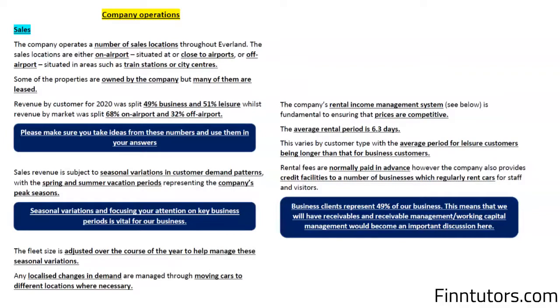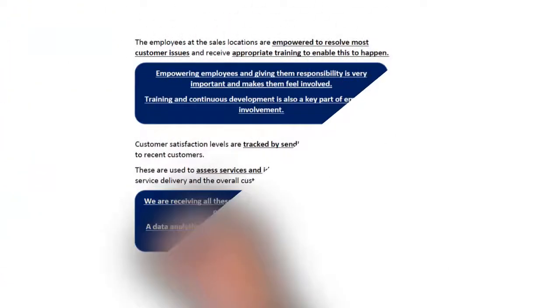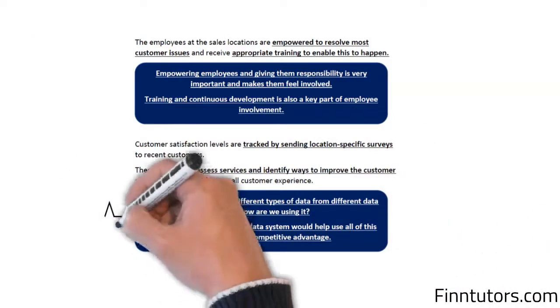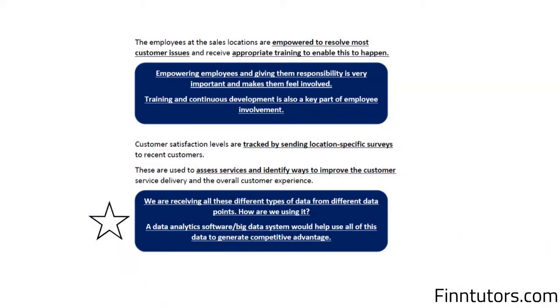Next, we speak about the employees. Now, the employees at the sales locations are empowered to resolve most customer issues and receive appropriate training to enable this to happen. So, empowering the employees and giving them the responsibility is very important, and this makes them feel involved, motivates them. So training and continuous development is also a key part of employee involvement, which we are backing, which we are doing. So that is good for my organization morale altogether.